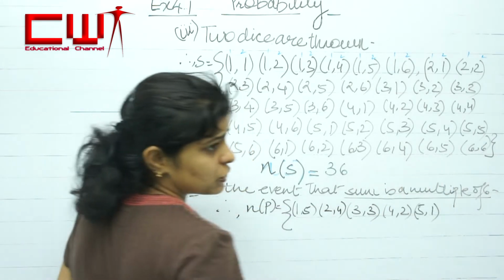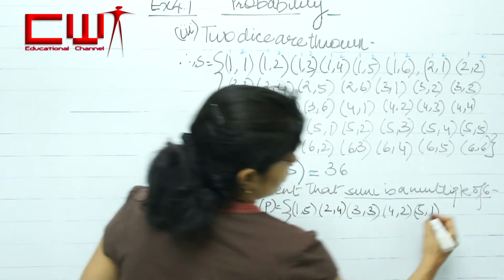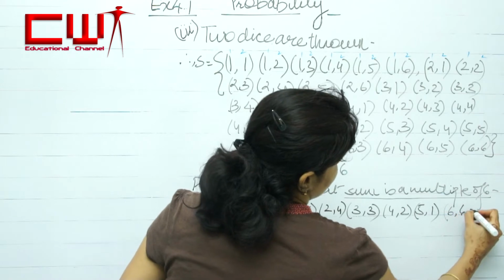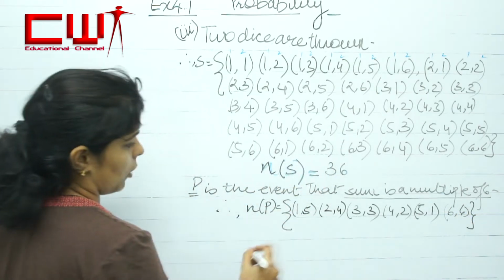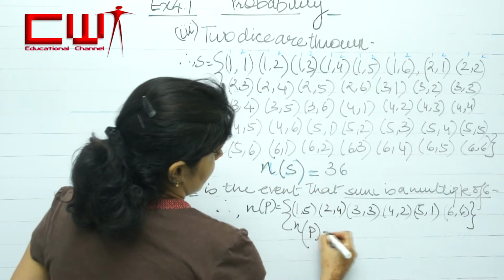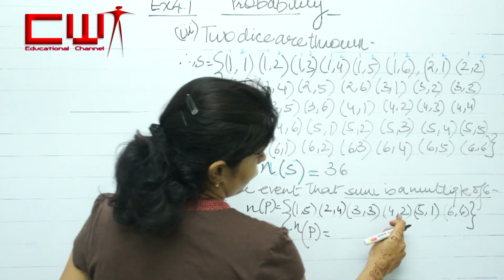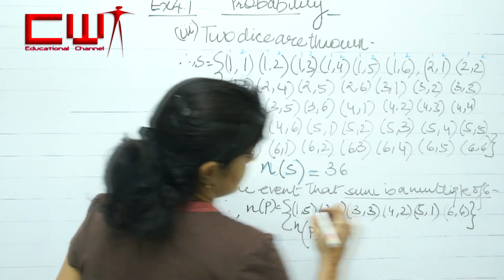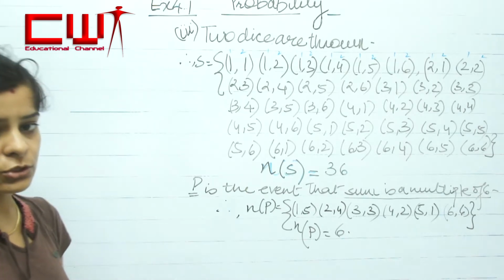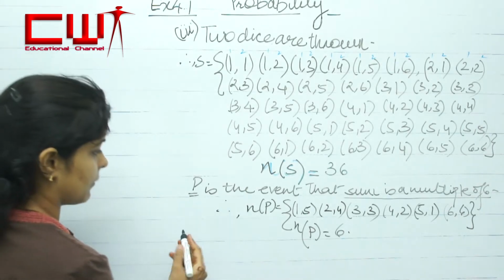6 plus 6 is how much? 12. And 6 2s are 12. So that comes. So 6 and 6. Close the bracket. See how many combinations are there. 1, 2, 3, 4, 5, 6. So what is the answer? 6. Right? So this is the first situation they have given.